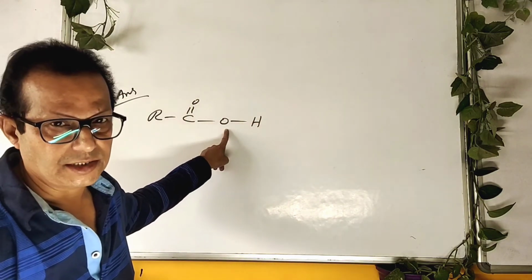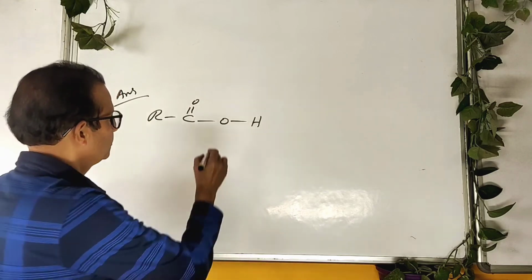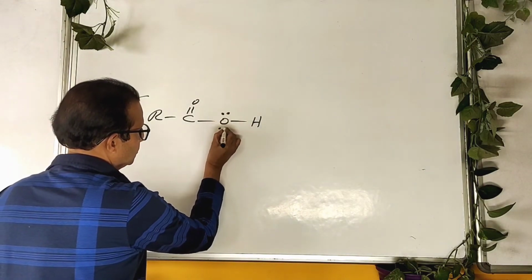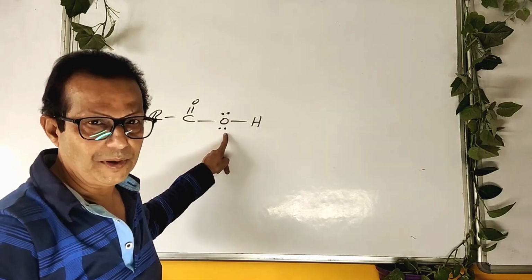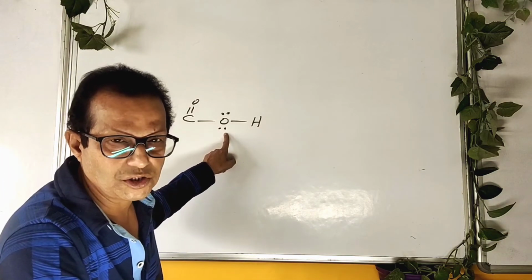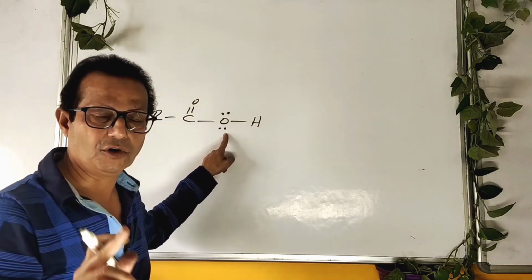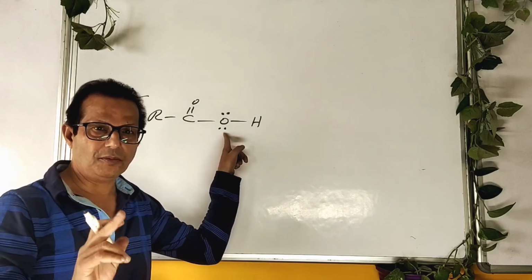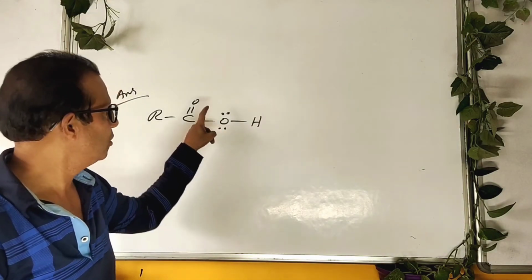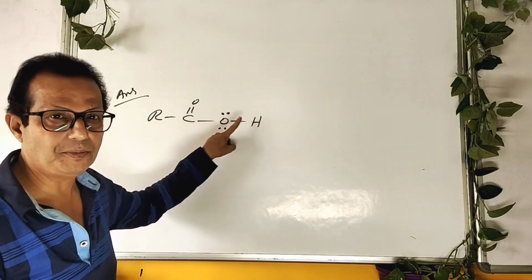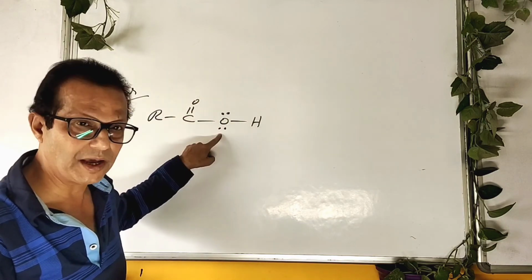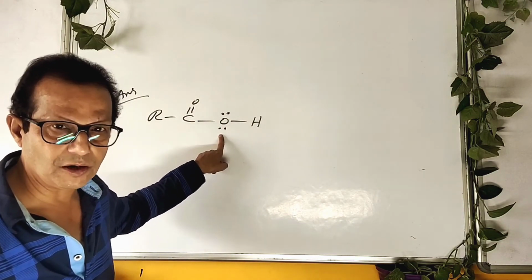This is the general formula of carboxylic acid. Oxygen has lone pairs of electrons. You know that the atomic number of oxygen is 8, configuration 2,6. So the valence shell of oxygen contains 6 electrons: 1, 2, 3, 4, 5, 6. Two participate in bonding and the rest are lone pairs. The non-bonding electrons are called lone pairs of electrons.